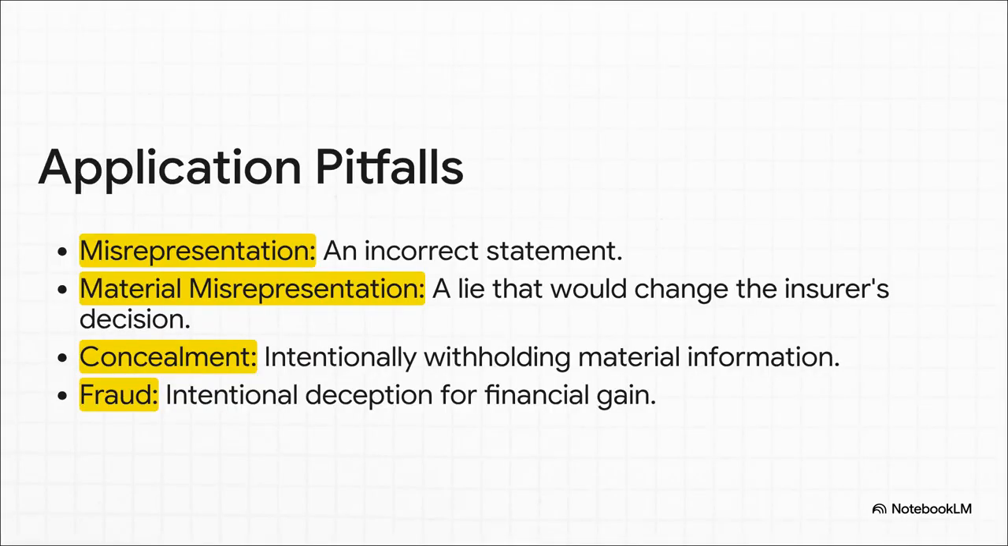You've got to be careful with what's on that application. A misrepresentation is simply an incorrect statement. But it becomes a material misrepresentation if it's something the insurance company would have used to make their decision. Concealment is when you intentionally hide something important. And if you do either of those things with the intent to deceive the company, well, that's fraud. All of this is part of the entire contract provision, which says the policy and the application are the complete agreement. Once you've got that application and the first premium, you can often issue a conditional receipt, which gives your client temporary coverage while they wait for the final okay.